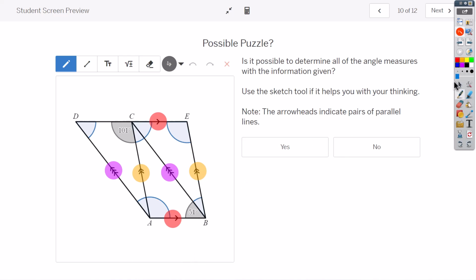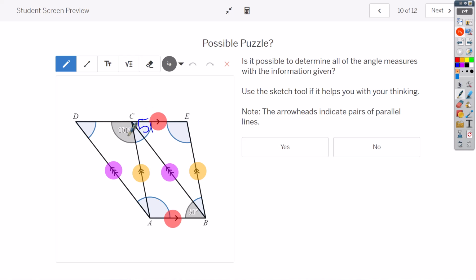So let's start with a smaller pen and the two red parallel lines along with this transversal. So I know this angle measure at the bottom is 51 degrees. So if I follow that transversal up here, I know that this angle will be 51 degrees. So let me just write that in here. This is going to be hard to fit all in. Okay, so that one's 51 degrees.